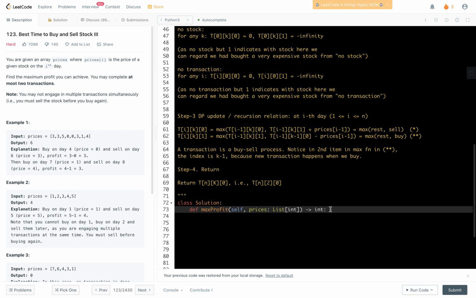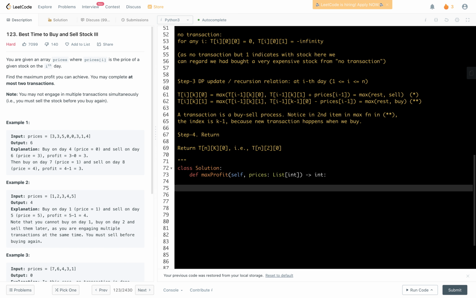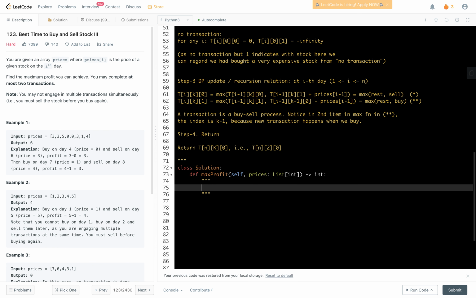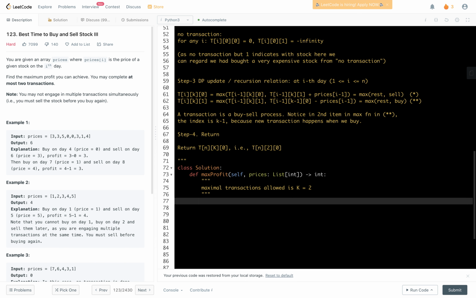In order to align with the general flow, I'm going to write in a format that mimics problem 188. So here the maximal number of transactions allowed is 2. So K equals 2.